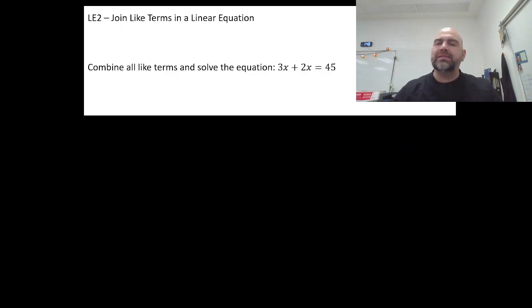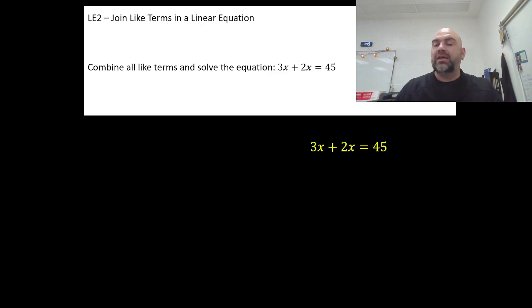Now, let's bring this into a linear equation because now we have the equal sign in there. So it's no longer just an expression, it's an equation. And let's combine this and solve for x. So give this one a shot. Unpause when you have your answer.